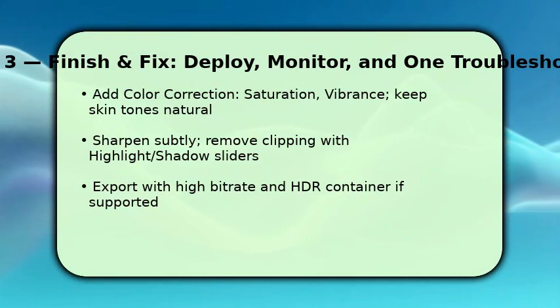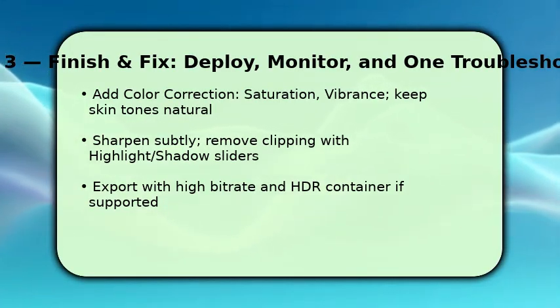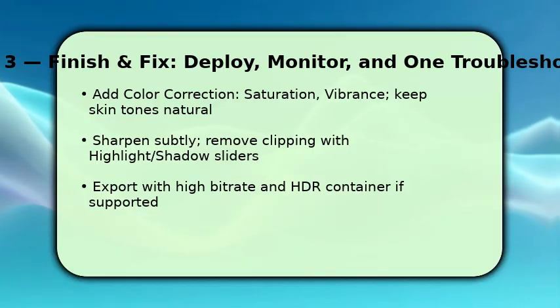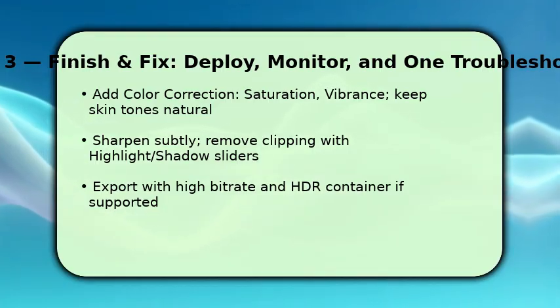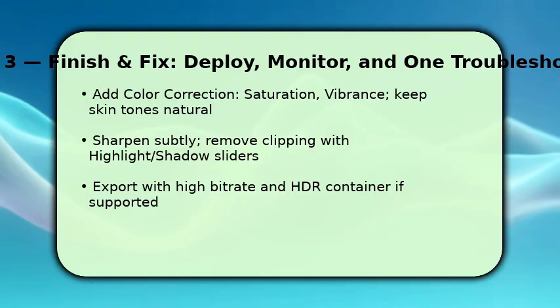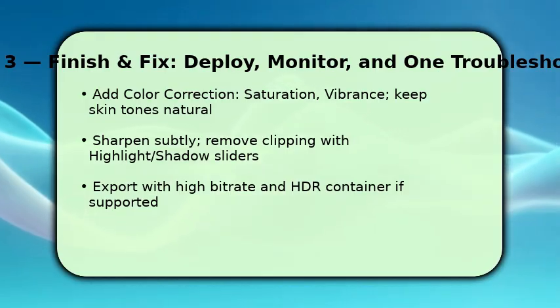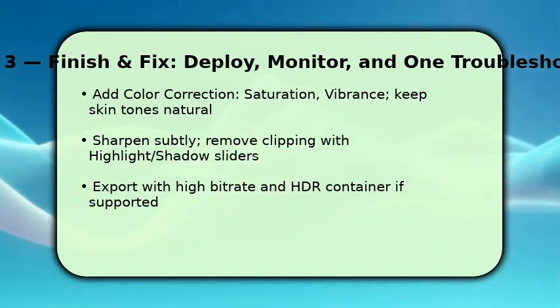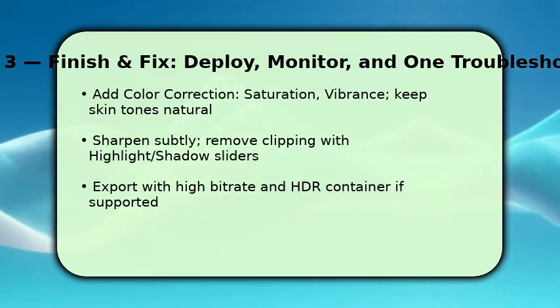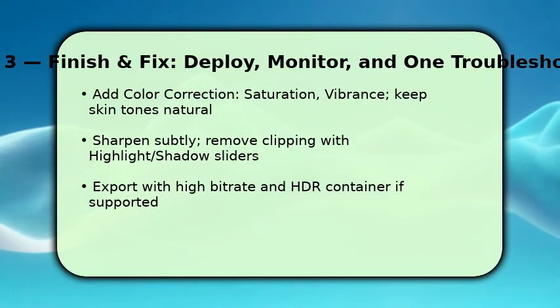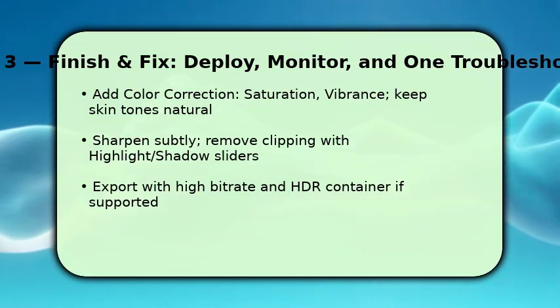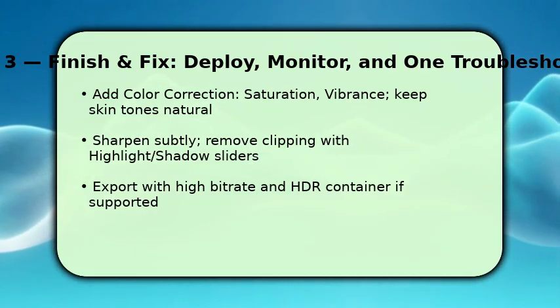Finish by refining color and preserving dynamic range. Add a subtle vibrance boost, but keep skin tones natural by adjusting selective color or HSL. Apply mild sharpening only, because over-sharpening can exaggerate noise in bright areas. Then use highlight and shadow sliders to remove any clipping. Check scopes if available. Finally, export at a high bitrate and choose an HDR-capable container if your device supports it.